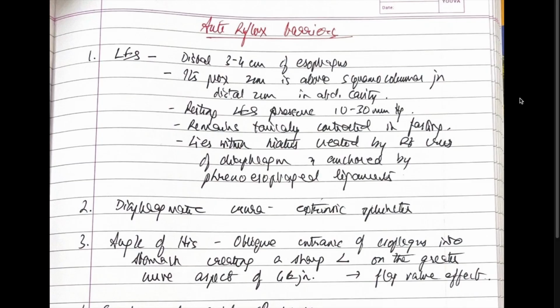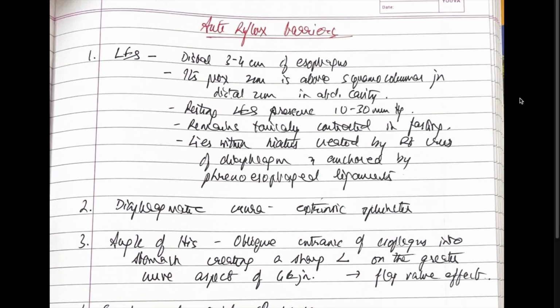Secondly, the diaphragmatic crura. This is the extrinsic sphincter that squeezes the lower esophagus. The angle of His. This is the oblique entrance of the esophagus into the stomach that creates a sharp angle on the greater curve aspect of the GE junction and causes a flap valve effect.